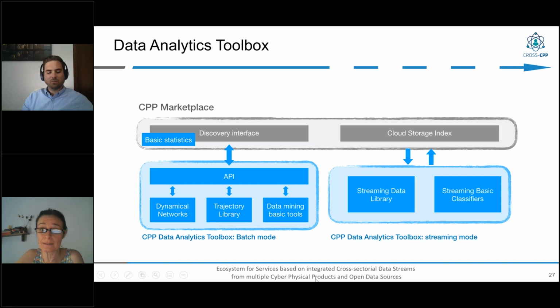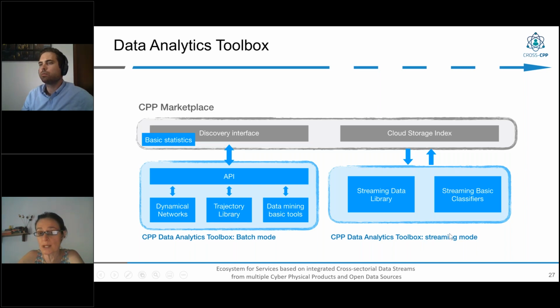As I am saying, the most important part is the data analytic toolbox, and in this toolbox we have modules. We have developed certain options and functionalities, and we will be able to add more functionalities to this. We have two kinds of functionalities. The first are modules for doing analytics in batch mode, which here are dynamical networks, trajectory library, and data mining basic tools.